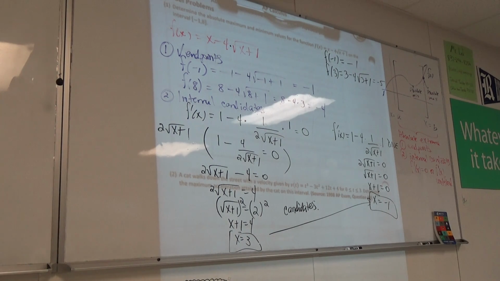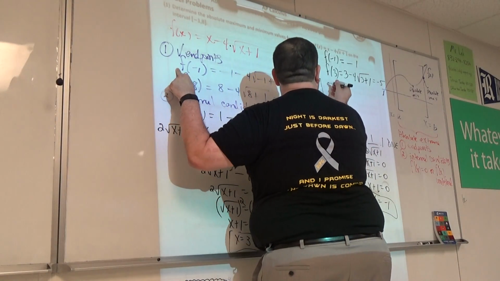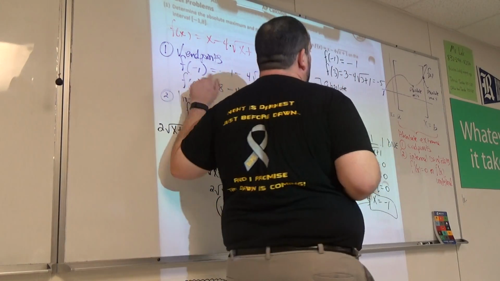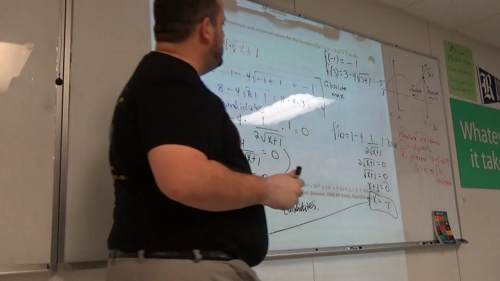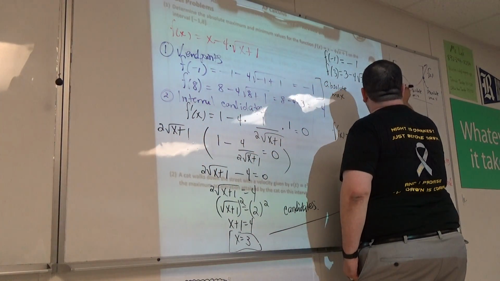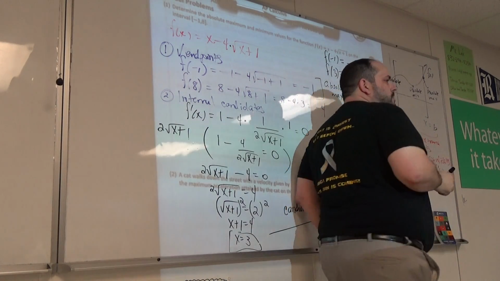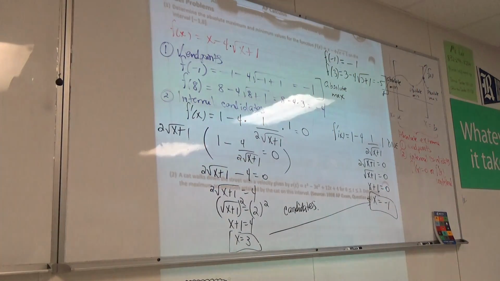Where's the absolute max? Where is the biggest y value? Right, this guy here is your absolute max. Where's that absolute min? Right, the absolute min, the smallest y value that you've seen, is right here. Absolute min.